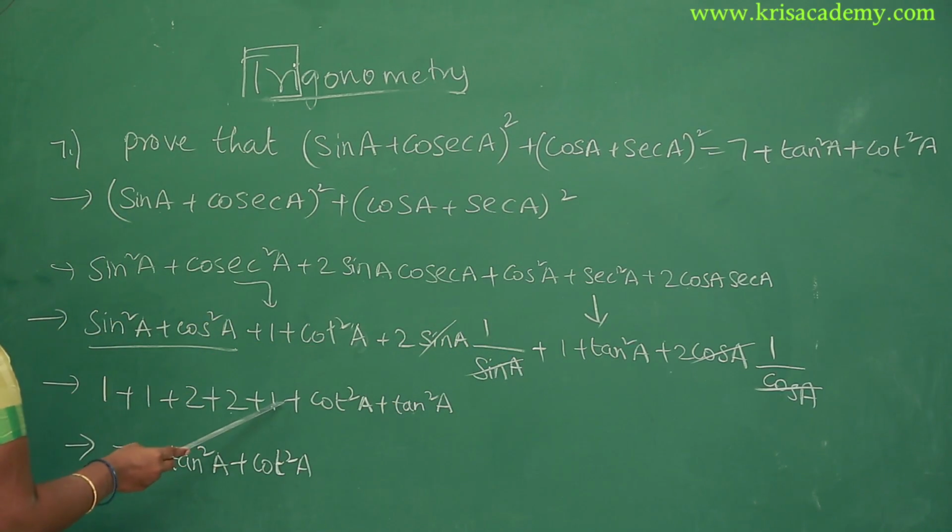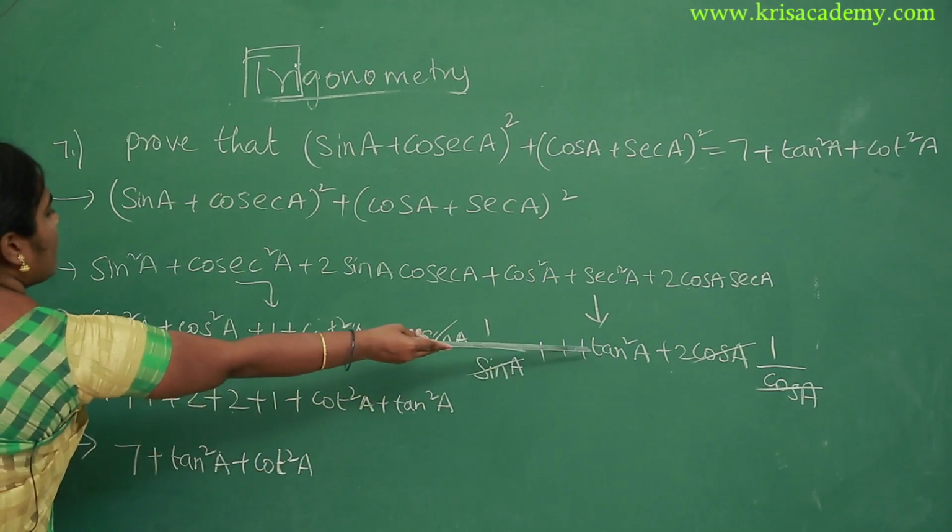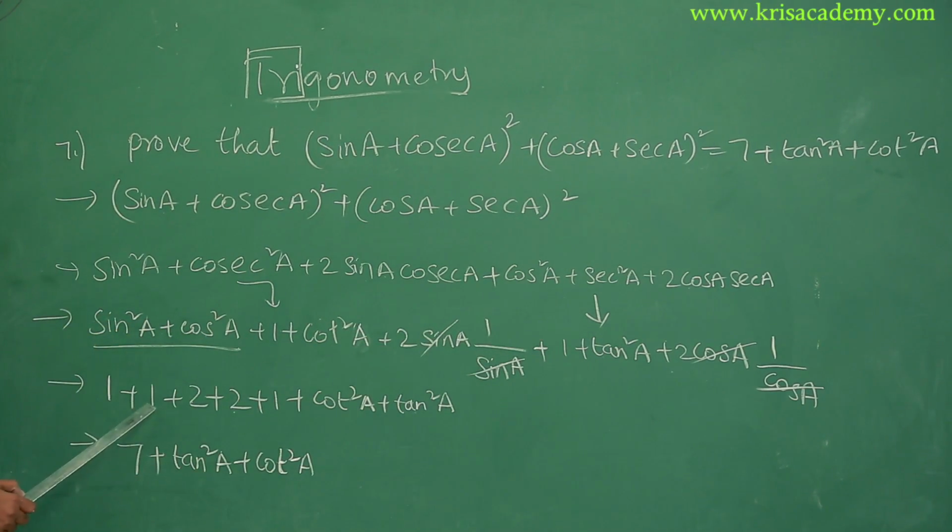1 plus tan square A, 1 is this side. So balanced terms are cot square A and tan square A. 1 plus 1 is 2, 2 plus 2 is 4, 4 plus 2 is 6, 6 plus 1 is 7. So the answer is 7 plus tan square A plus cot square A.